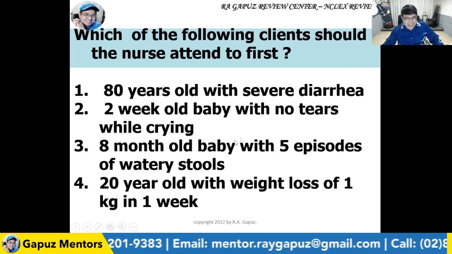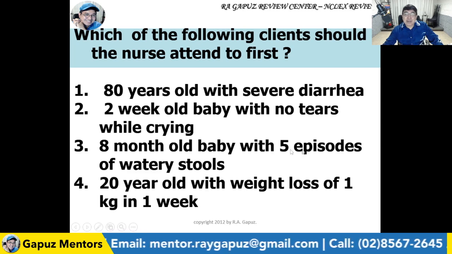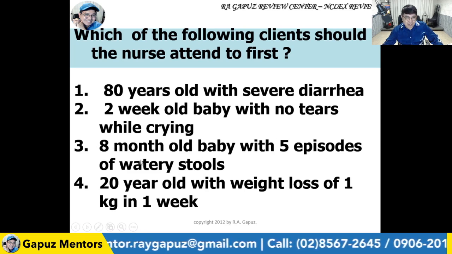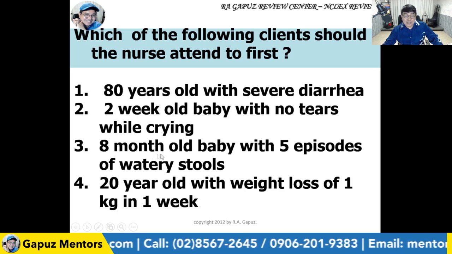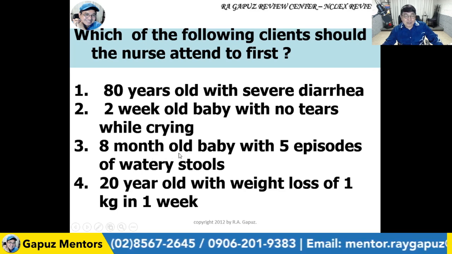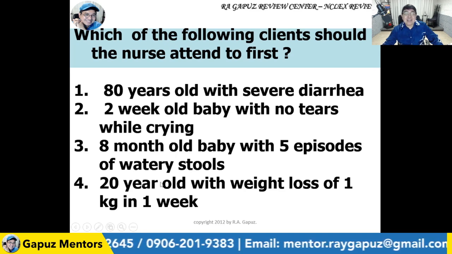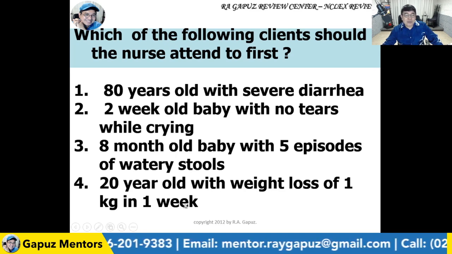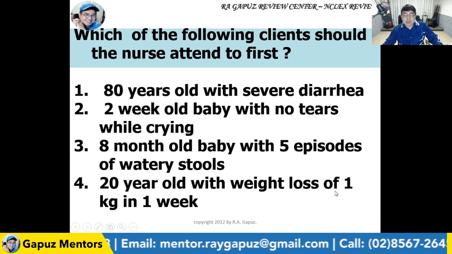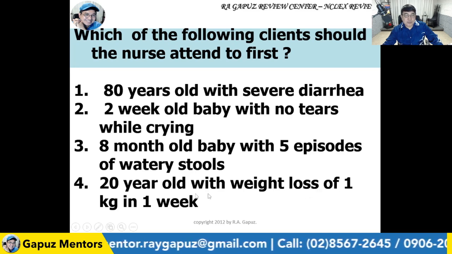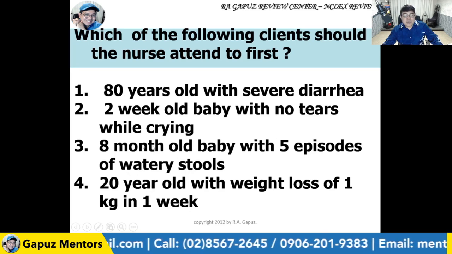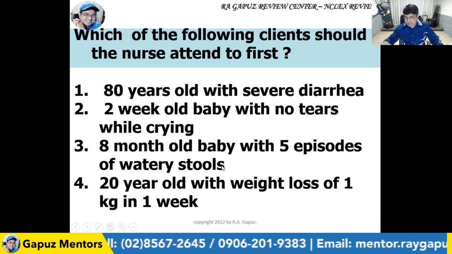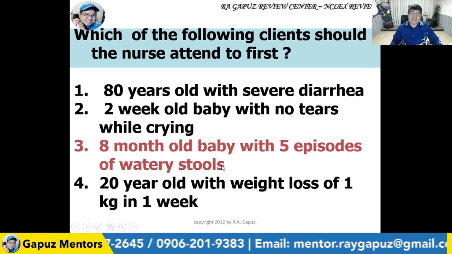They're just seeking attention. Okay, so 8-month-old baby with 5 episodes of watery stools. You have here a young client whose 80% of body weight would be dependent on the amount of water in the body. And 20-year-old with weight loss of 1 kilogram in 1 week. This could be within the normal range, but that's 2.2 pounds. Again, look at the age. So dehydration is more severe in younger clients. So the answer would be number 3.